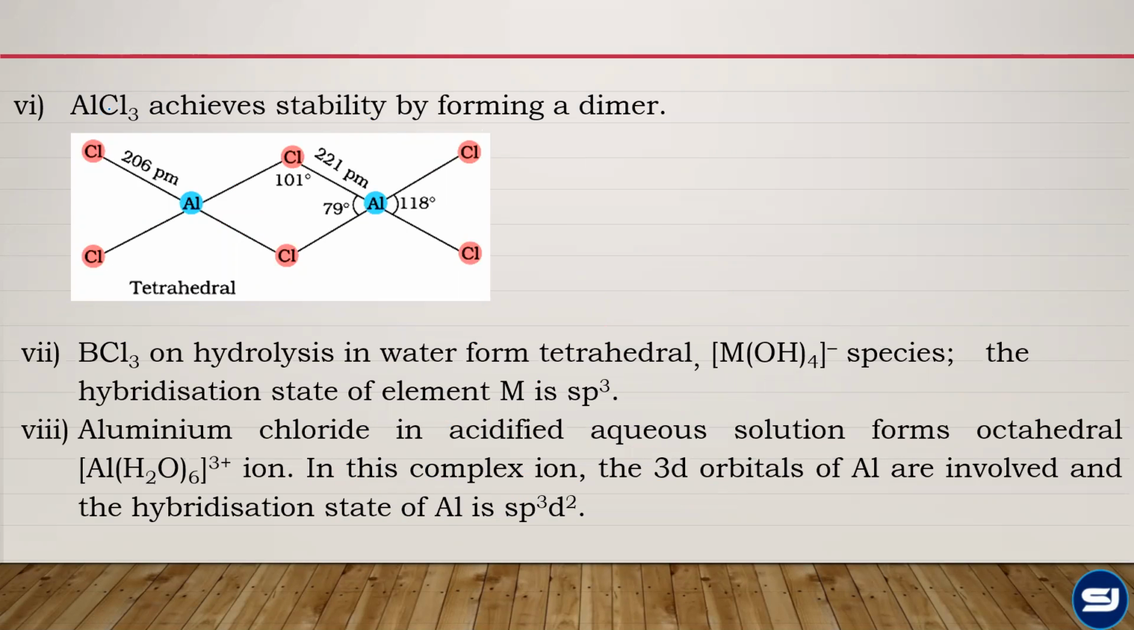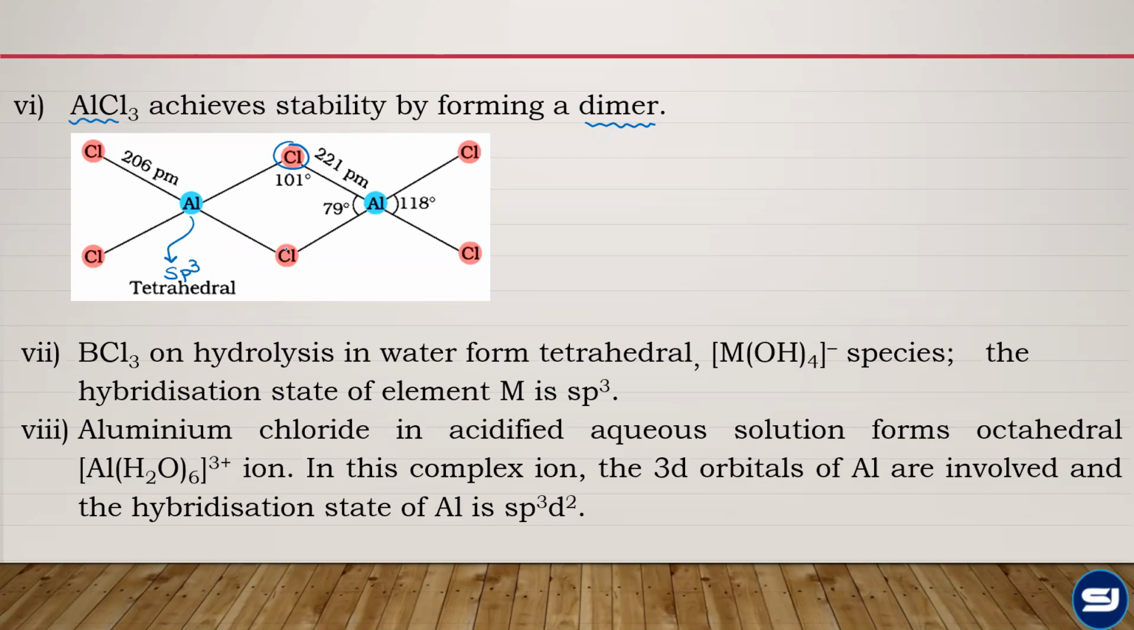Next, AlCl3 achieves stability not by existing as a monomer but by forming a dimer. And there is this chloro-bridged dimer which is formed, Al2Cl6, wherein now the aluminium का hybridization is sp3. अपने डायग्राम में भी एक्स्ट्रा पॉइंट्स लिखते जाओ. Aluminium का hybridization is sp3 and the geometry is tetrahedral.